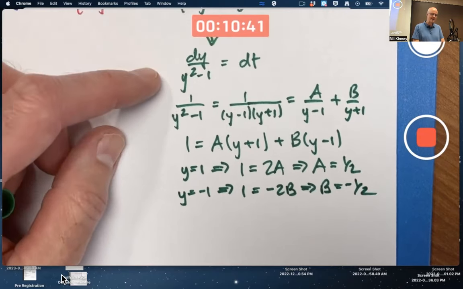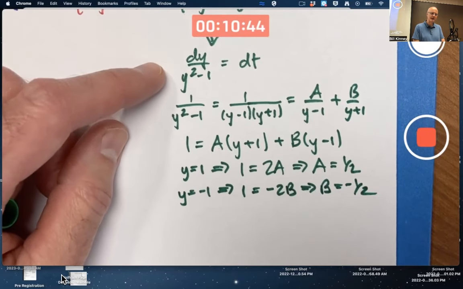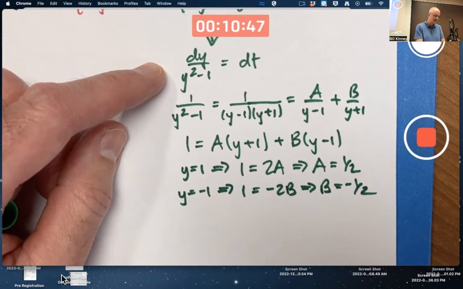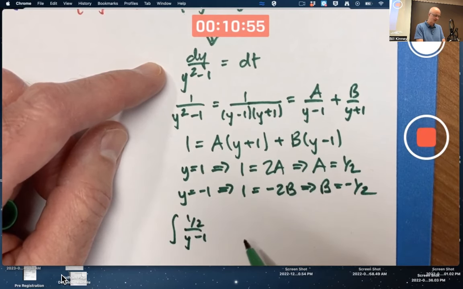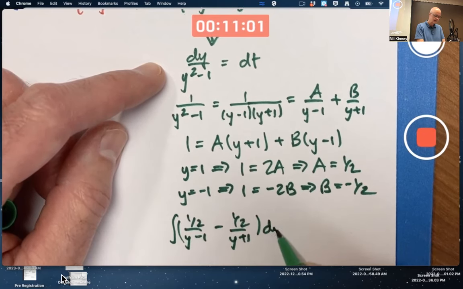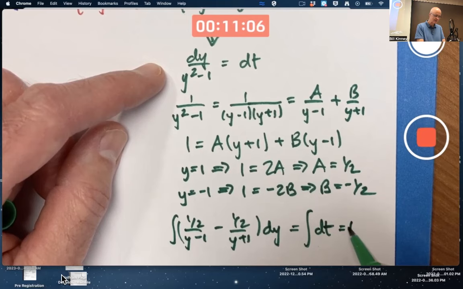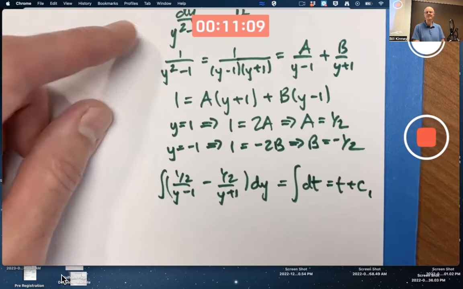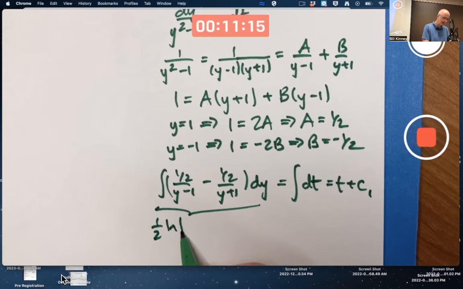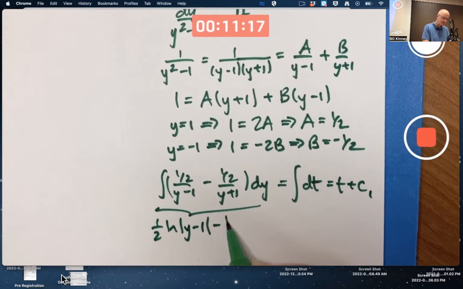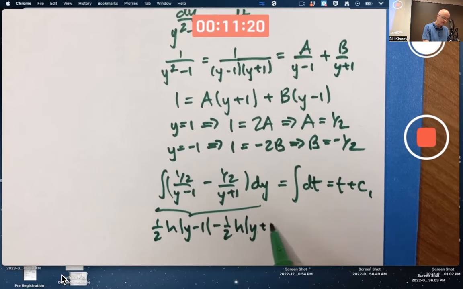So coming back to the differential equation where I have to have it in separated form and I have to integrate both sides, I'm going to end up doing the integral of a is +1/2. I got +1/2 over y minus 1. B is -1/2, so that's -1/2 over y plus 1. Integrating 1 on the right side gives t plus, say, c1. This is going to give 1/2 ln of the absolute value of y minus 1 minus 1/2 ln of the absolute value of y plus 1.